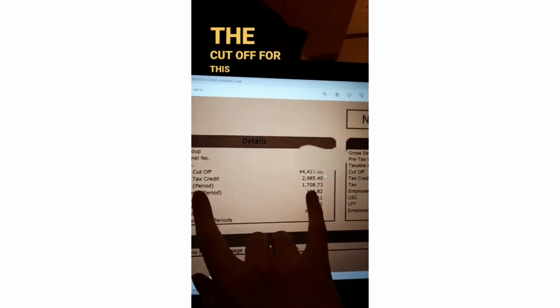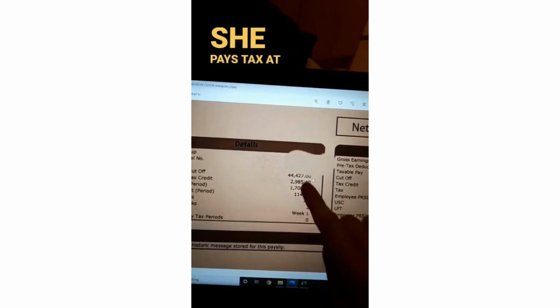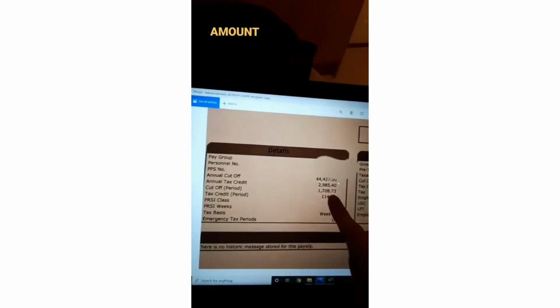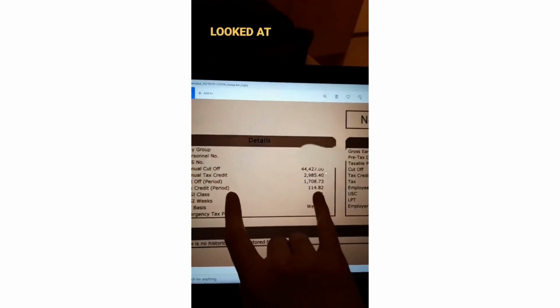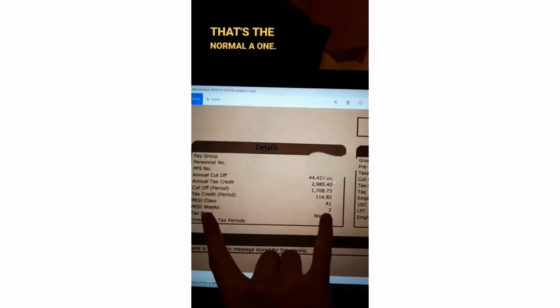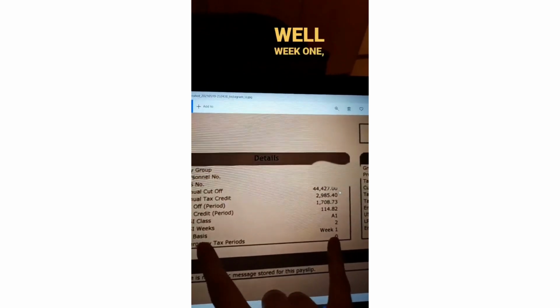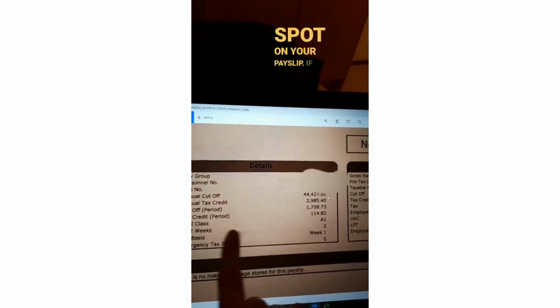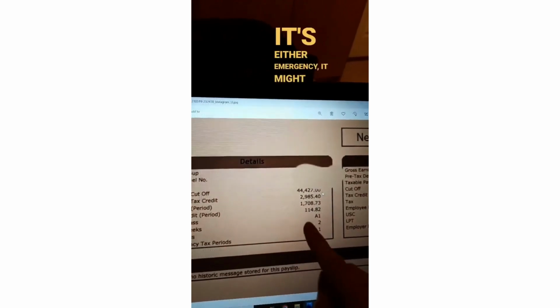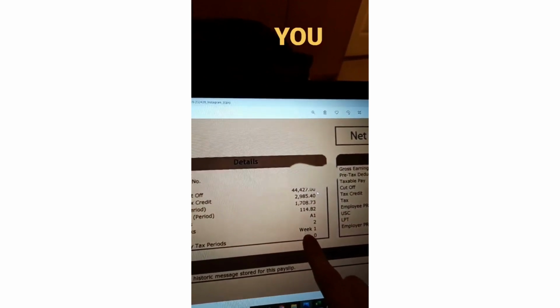The cutoff for this period, 1,700, we've already gone through this. She pays tax at 20% up to this amount. Her tax credit, we've looked at that. Her PRSI class, that's the normal A1. Her tax basis, we looked at this as well, week 1. So this is really important. If at any stage you spot on your payslip that it's either emergency, it might come up as E, or week 1, you need to figure out why.